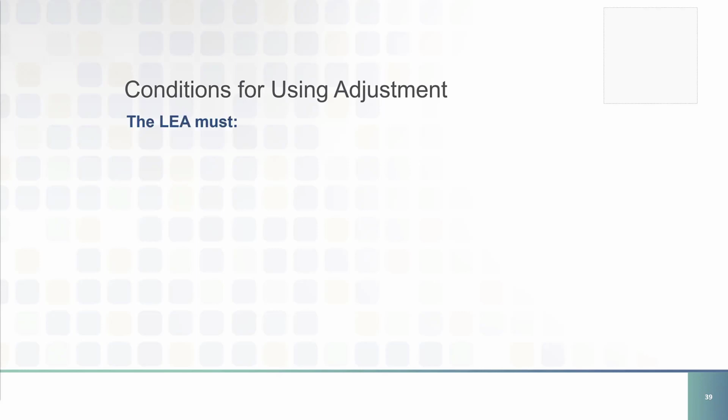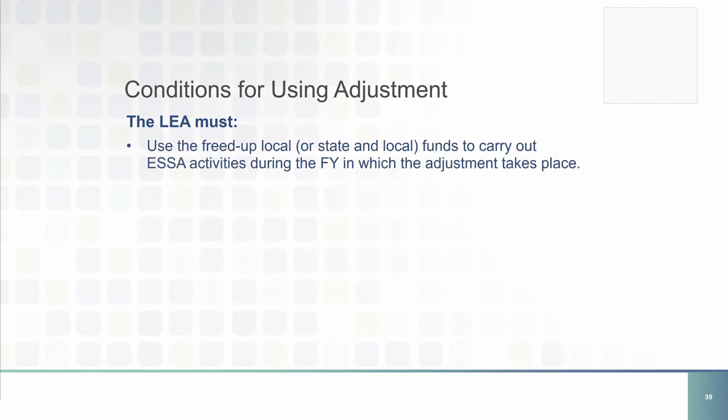If an LEA takes the adjustment, it must use an amount of local or state and local funds equal to that adjustment, in the same fiscal year it takes the adjustment, on other activities that are allowable under ESSA, the Every Student Succeeds Act, which is the reauthorization of the No Child Left Behind Act. This is required even if the LEA is not using funds under ESSA for those activities at the time. We talk about these funds as freed up funds. Simply put, funds freed up from an LEA's level of effort must be used for other activities in the LEA which are allowable under ESSA. They can be used to expand or supplement existing activities or to begin new activities that are approved under ESSA.